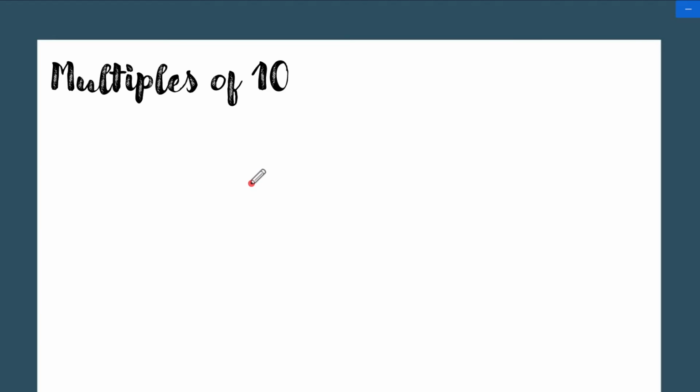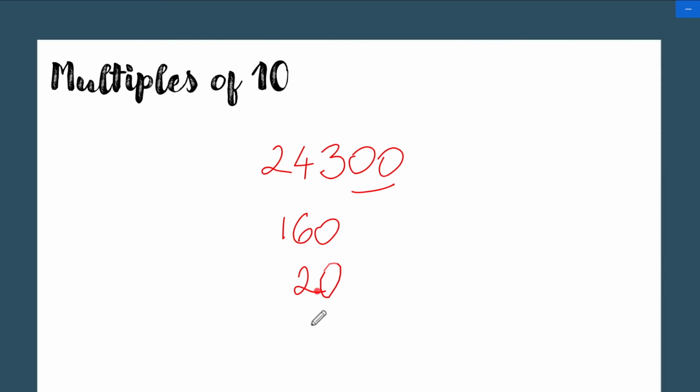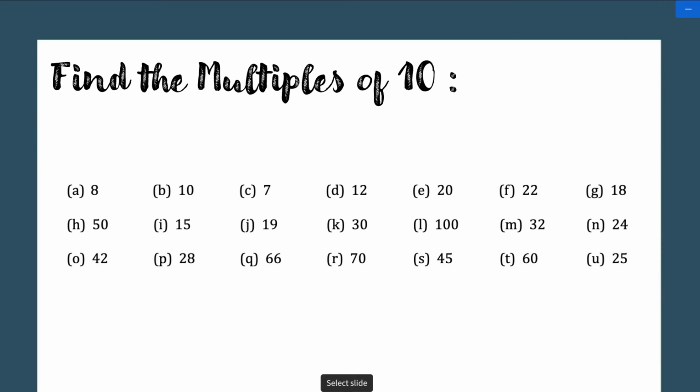And last bit, multiples of 10. Numbers are multiples of 10 if they end in 0. Okay? Regardless if you have 3 digits, if you have 2 zeros at the end, or if you only have 1 zero at the end, they will divide by 10. Exactly. If you have 2 zeros at the end, it means they will also divide by 100. But right now we're only focusing on whether a number is a multiple of 10 or not. 160, 20, 50. Yeah, all of these have a zero at the end, so they are multiples of 10.